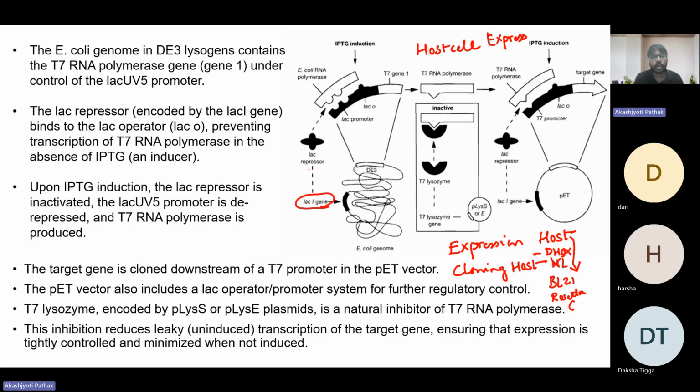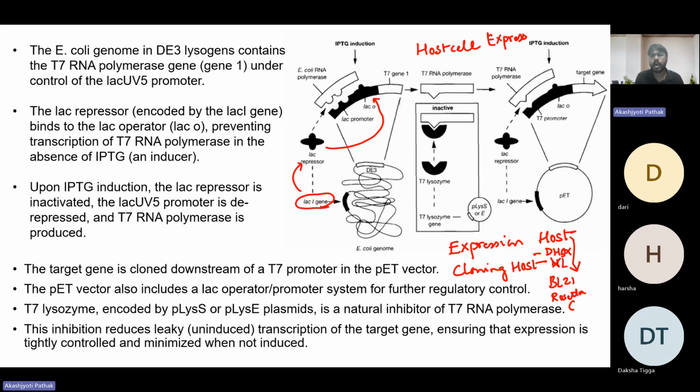this LAC-I gene will code for a LAC repressor. And what does a repressor do? Your repressor will go and bind to your operator. So your repressor will go and bind to the LAC operator sequence, and there will be no expression of this gene of interest.